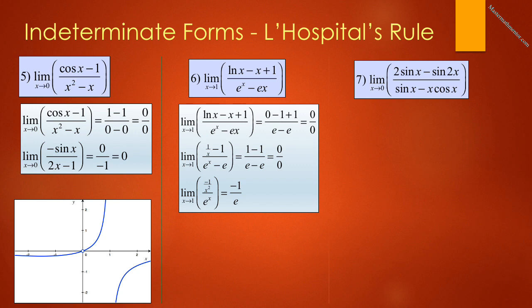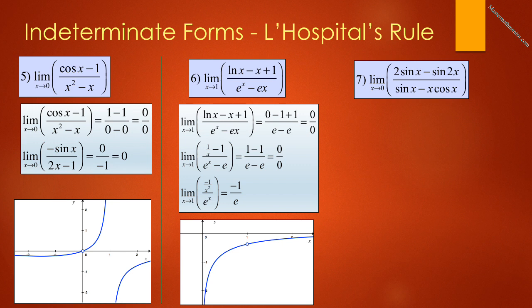Rather than get rid of the complex fraction, we will just apply L'Hopital's rule one more time to get the limit as x approaches 1 of negative 1 over x squared over e to the x. And plugging in 1, we get negative 1 over e. The graph confirms the hole at the point 1, negative 1 over e.